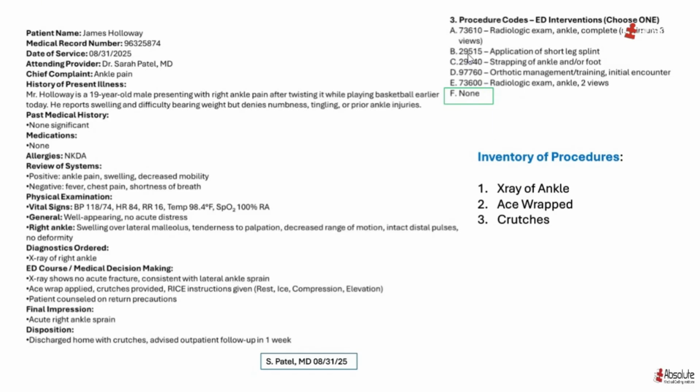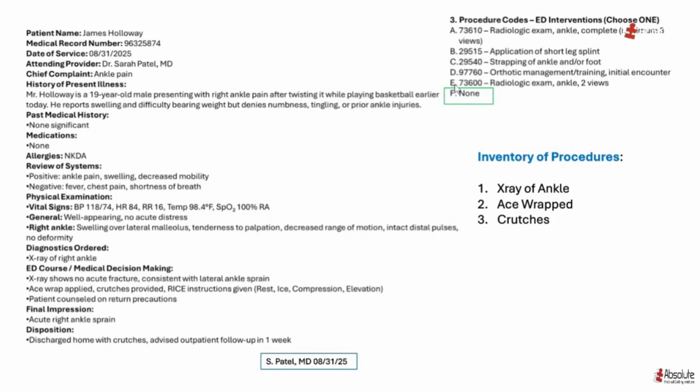Letter B, 29515, application of short leg splint. They did not give this patient a splint. They just wrapped his ankle. C, 29540, this is strapping of the ankle and/or foot. There is no mention of any strapping. D, 97760, orthotic management training, initial encounter. Now that's going overboard. They did not provide him with any type of orthotic. If they did, they didn't document it.